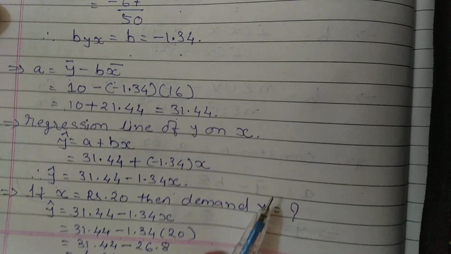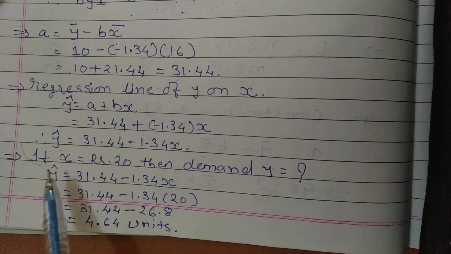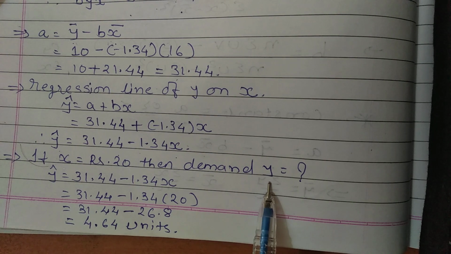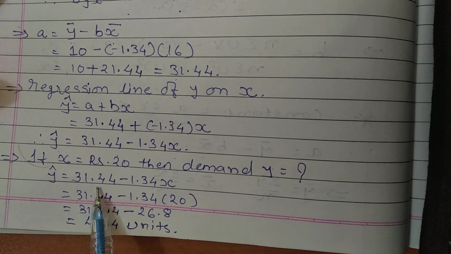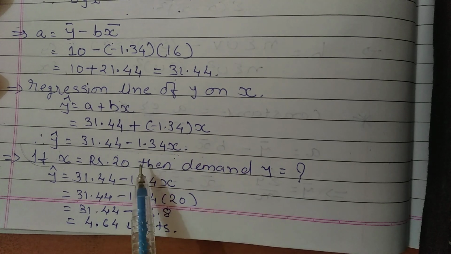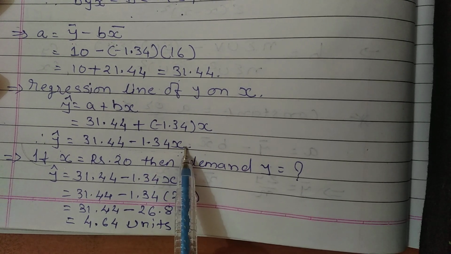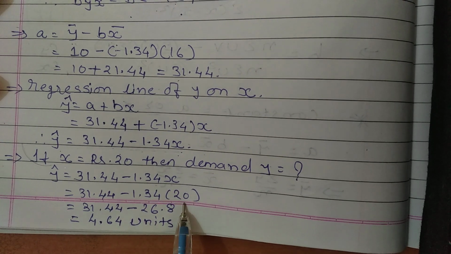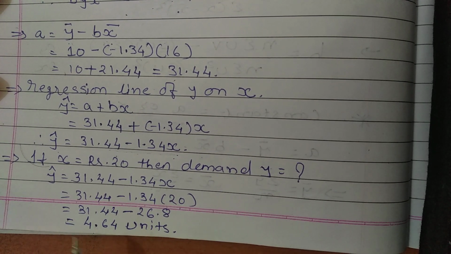In the same way as the earlier question, place the value of x. If x is 20, then find out the value of demand y. Y cap is equal to 31.44 minus 1.34x; the regression equation is already there. You are only about to place the value x is equal to 20 in this equation. By placing the value, you are going to get the answer, that is y cap is equal to 4.64 units.